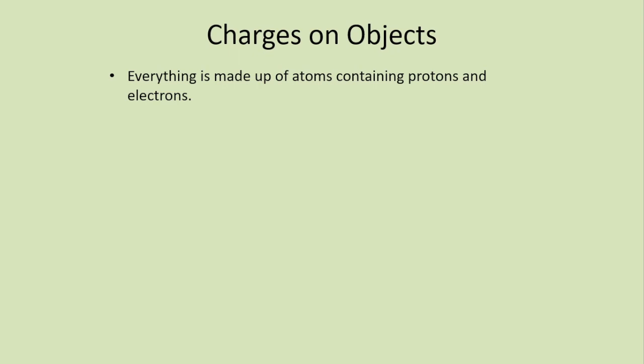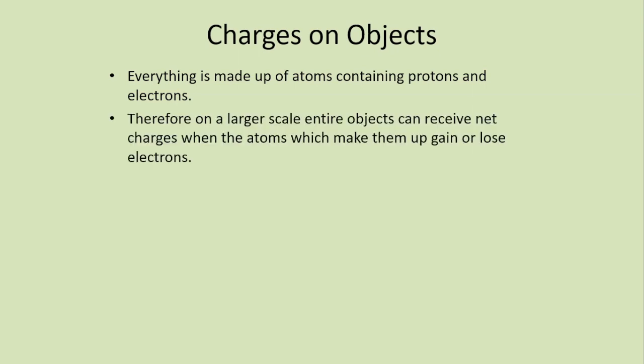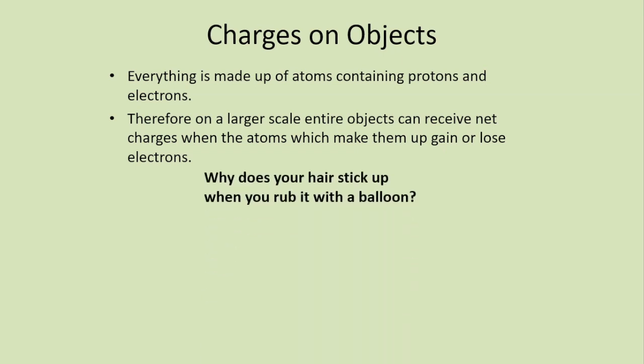Let's talk about charges on objects. And we know that everything is made up of atoms, and those atoms contain protons and electrons. Therefore, on a larger scale, an entire object can receive net charges when the atoms which make them up gain or lose electrons. So let's think, why does your hair stick up when you rub it with a balloon?